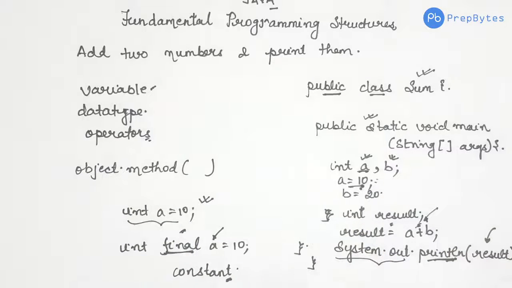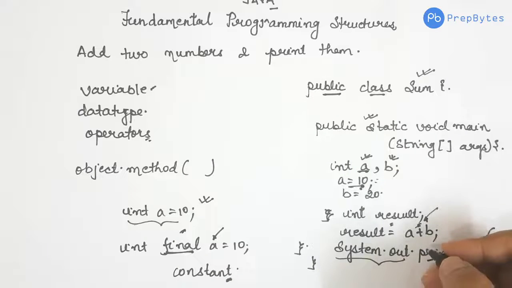So till now we have talked about variables and data types. Now let's talk about the operators. What are the various operators that we have in Java?